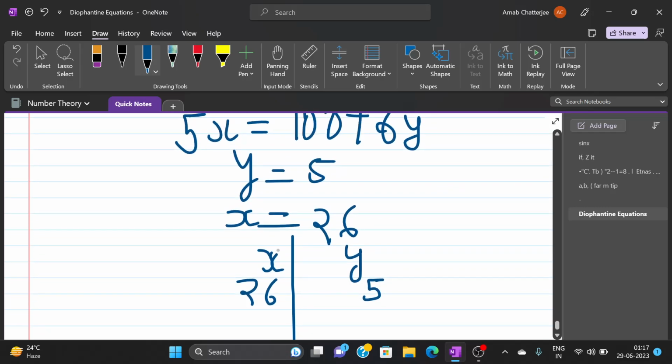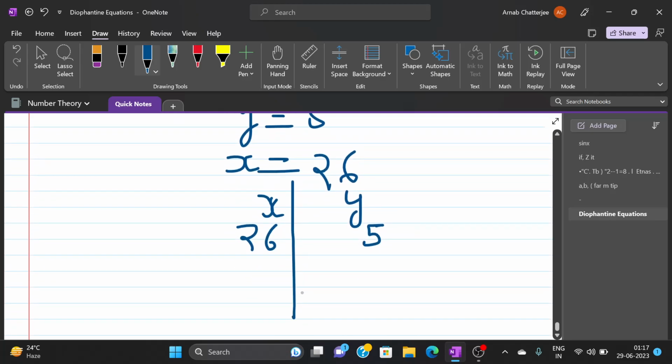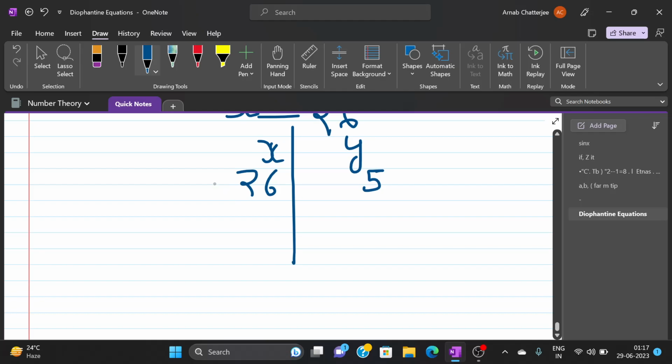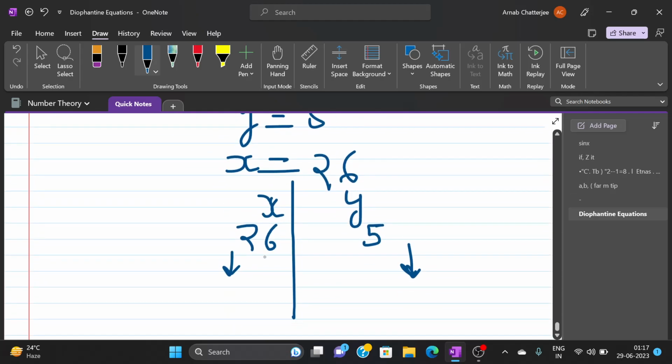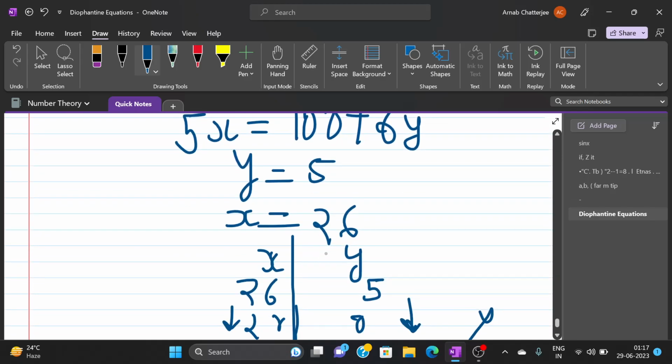26 and 5. Now what we can do is, we will keep decreasing x by 6, and if we decrease here, then here also we will decrease only. So if I decrease this by 6, here also I will have to decrease, which will not give me a fruitful solution. So the only other method is to increase both sides.